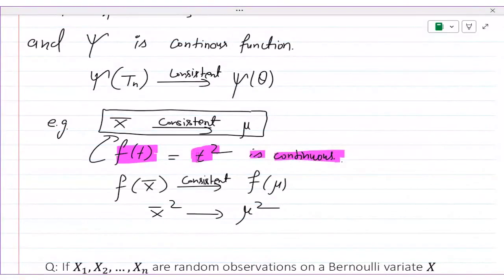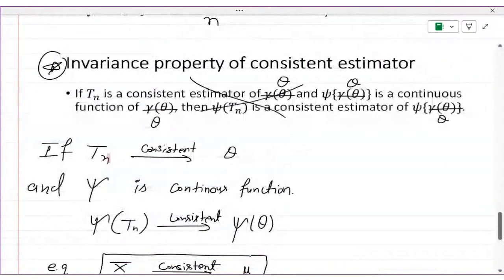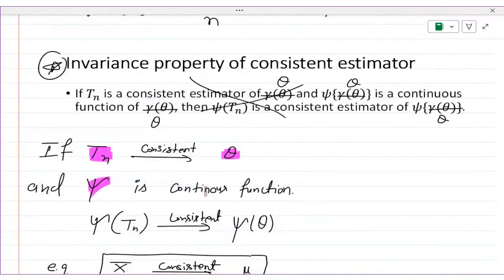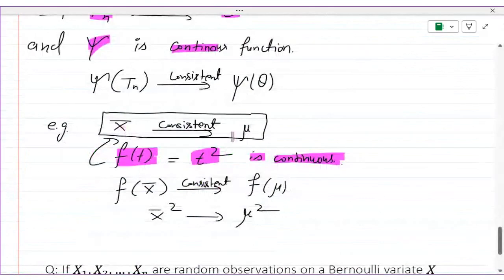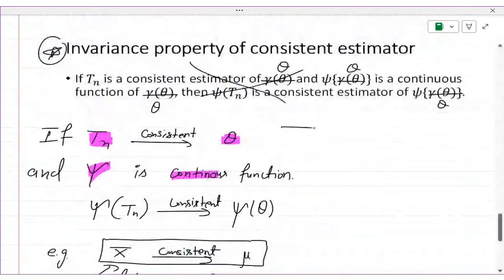Now, this is a result that I have told you, the invariance property of consistent estimator: if we know that Tn is a consistent estimator of theta and psi is a continuous function, then we can apply this function on both sides. So x bar was a consistent estimator of mu and f of t equal to t square is a continuous function. So I can apply this f on both sides. So f of x bar is consistent for f of mu. It will remain consistent. This is the property that I have told you here, the invariance property.